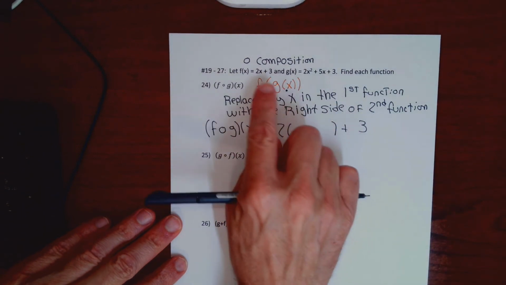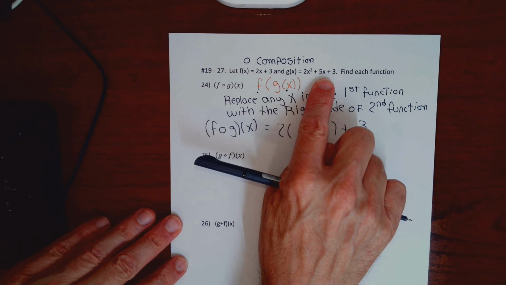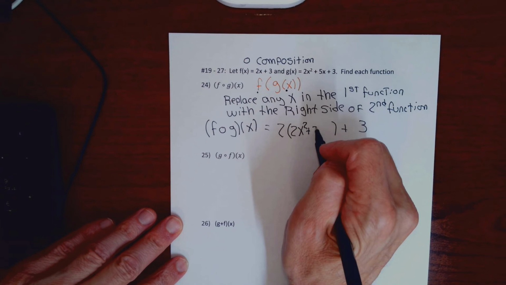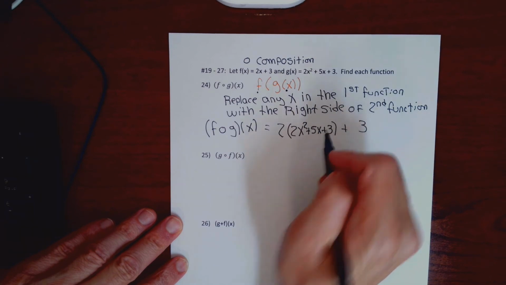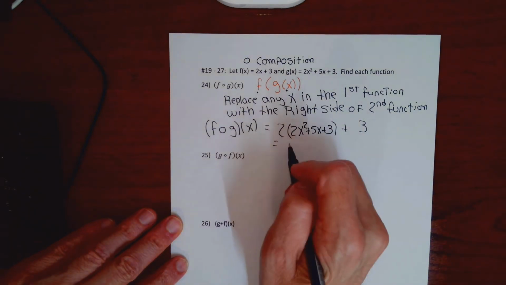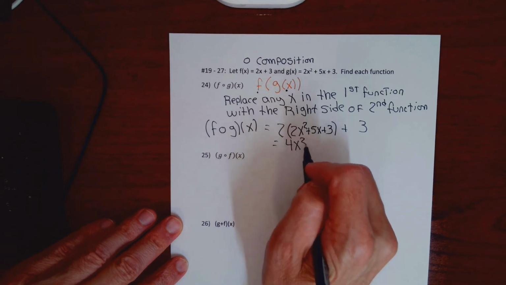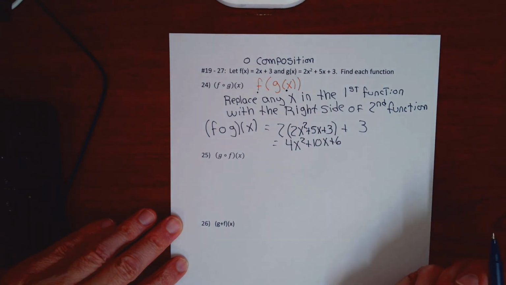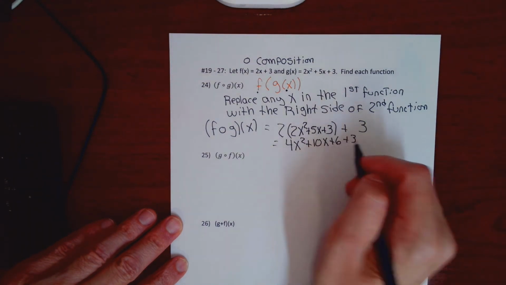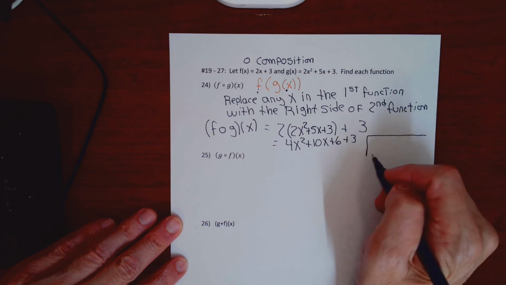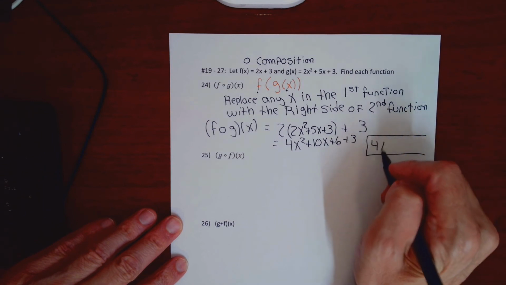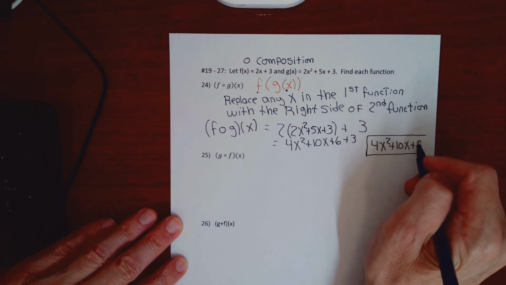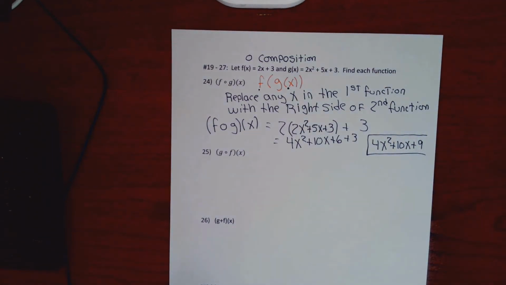What I'm going to do is take the f function and change the x to the right side of the g function, which is 2x squared plus 5x plus 3. And let me simplify this. This is going to be 4x squared plus 10x plus 6 by multiplying through by 2, plus 3. My answer for 24 is going to be 4x squared plus 10x plus 9. That's actually prime.